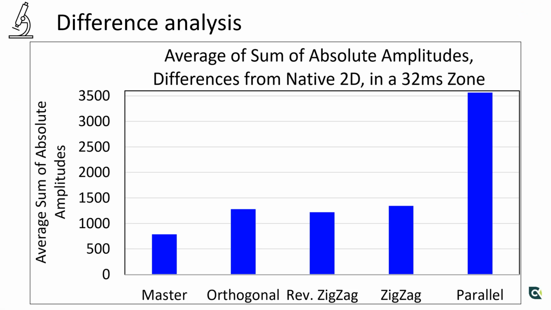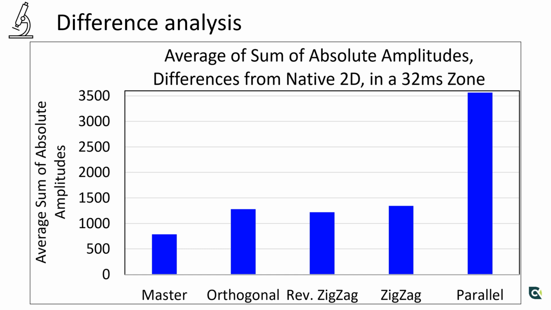So the difference analysis, the average of the sum of absolute amplitudes of the difference plots, is shown on this slide. And what you really want is a low average difference, relatively speaking. We see the lowest average difference is from the master 3D, but we're really comparing these other four. From these other four, the orthogonal, the reverse zigzag, and the zigzag geometries all have about the same average difference. There's not much to pick these apart. The parallel reconstruction is not nearly as good, and I think all would agree we saw that qualitatively.